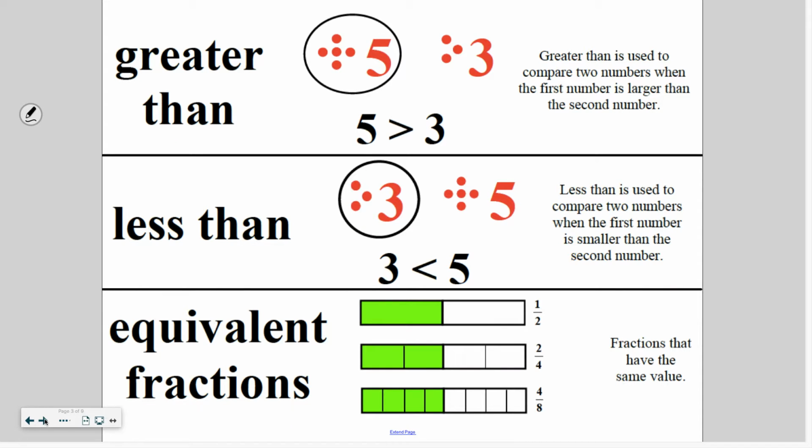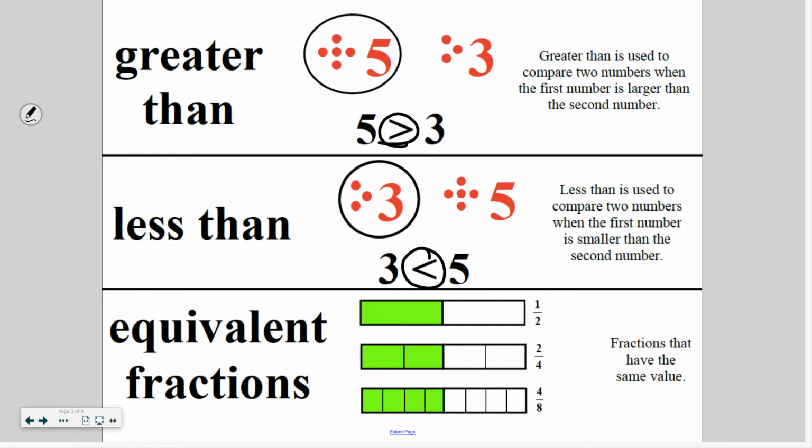Greater than, which is this symbol right here, is a symbol we use to compare two numbers when the first number is bigger or greater than the second number. Less than, which is this symbol here, is the opposite. We use it when the first number is smaller than or less than the second number.